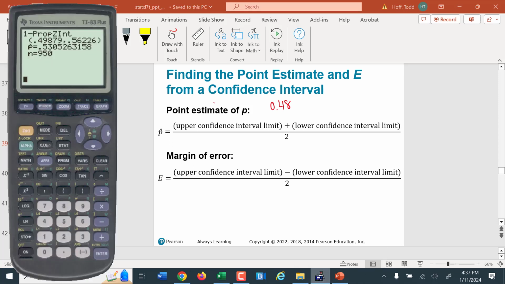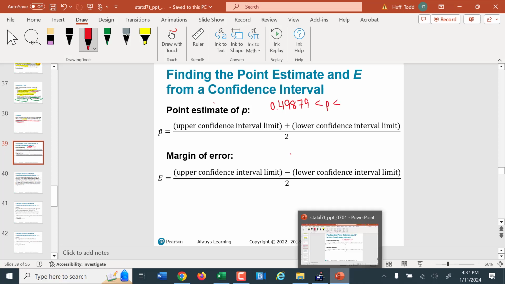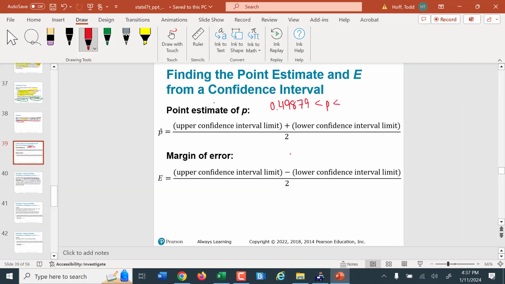Where is that? 0.49879, I should say, to 0.56226. So if I have that actual interval like that, and I need to find what my point estimate was, I'm just going to add those two numbers together and divide by 2.